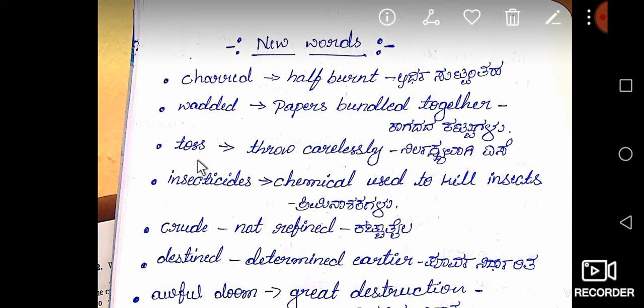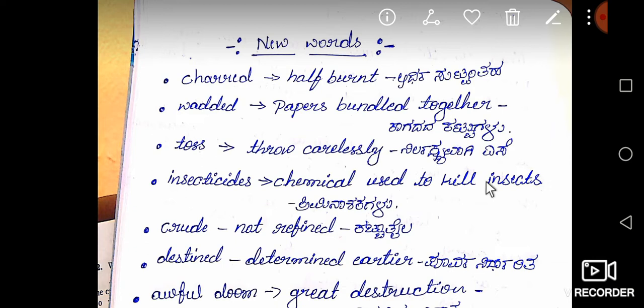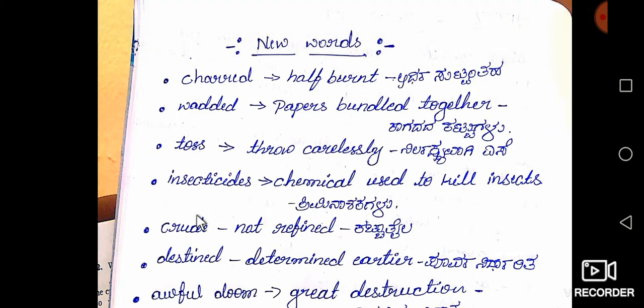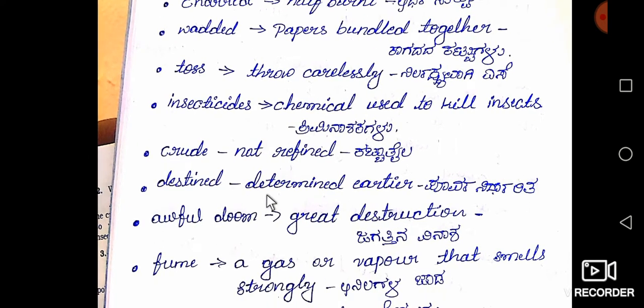Next one word is toss. Toss means throw carelessly. Nirlakshavagi yese. Next one, insecticides. Insecticides means chemical used to kill insects. It is one of the chemical used to kill insects. Kriminashakagalu. Next one, crude. Crude means not defined. Kacha taila. Next one, destined. Destined means determined.